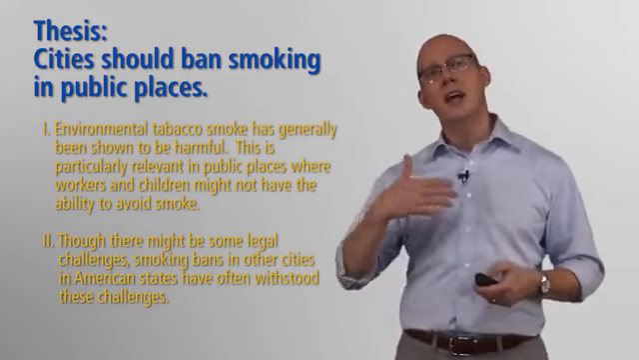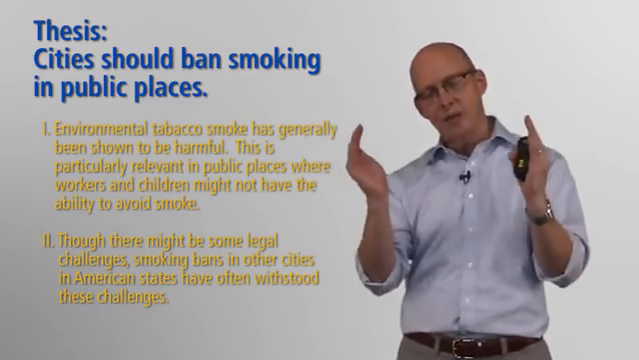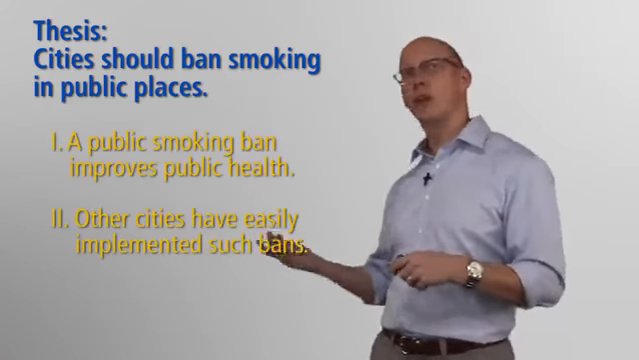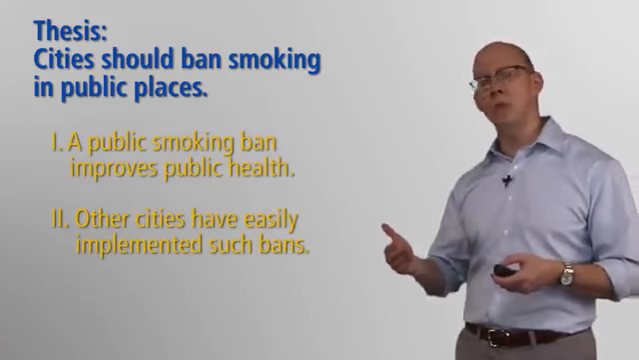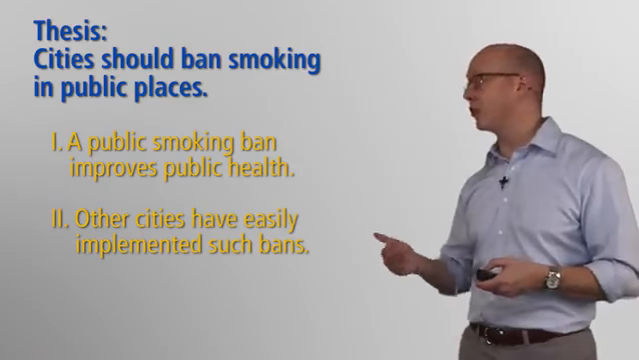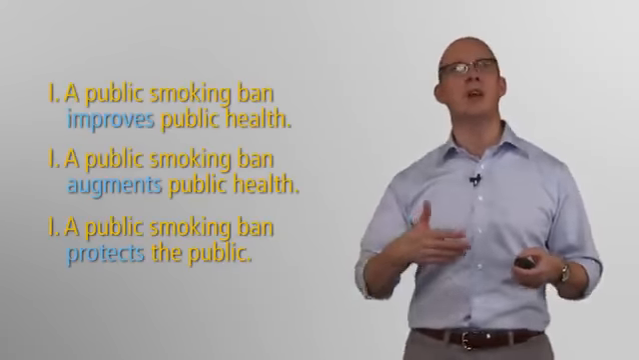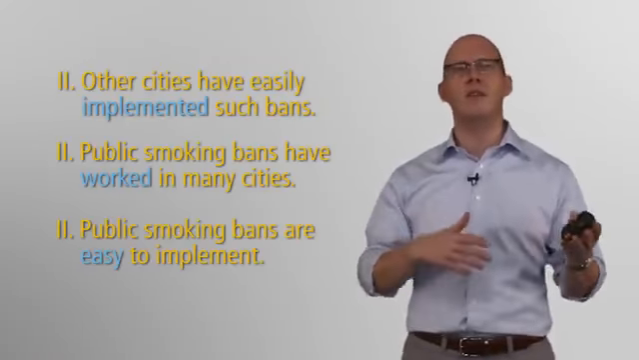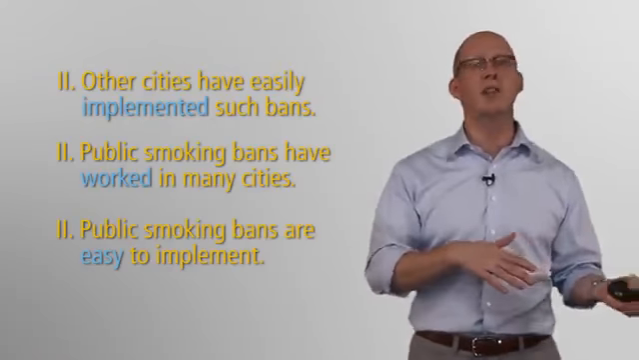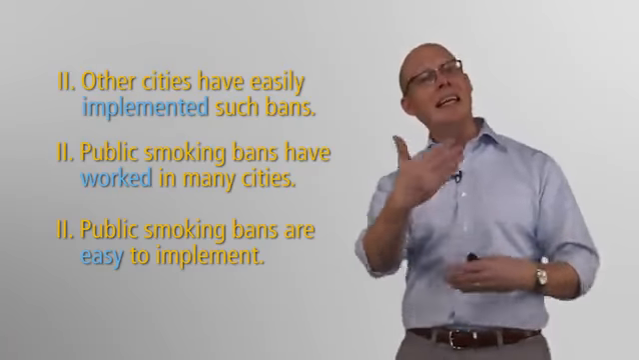Take a look at these and think about how you might get these phrased more concisely. Here's one option. Cities should ban smoking in public places. Why? Public smoking bans improve public health, and many cities have easily implemented such bans. Keeping that in mind, let's play around with those verbs a bit, because we want to have vivid verbs. We could say public smoking bans improve public health. We could say augments public health, protects the public. We could jump around into the second point. We could say other cities have easily implemented such bans. Public smoking bans have worked in many cities. Public smoking bans are easy to implement.